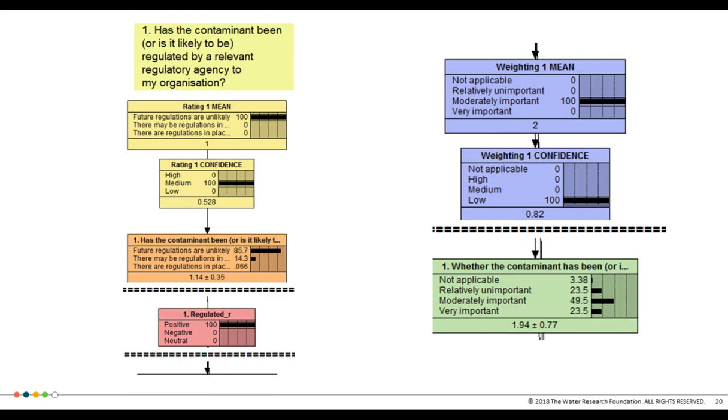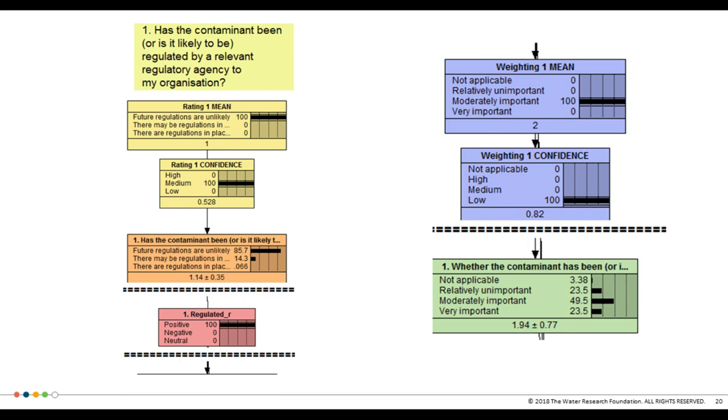So looking at the next slide starts to show us where we've built some of this information into the Bayesian network. This is a screenshot from Netica, and we're going through looking at each of the different criteria questions. The first one is, has this contaminant been, or is it likely to be, regulated by a relevant regulatory agency to my organisation? We've tried to keep the questions as broad as possible.